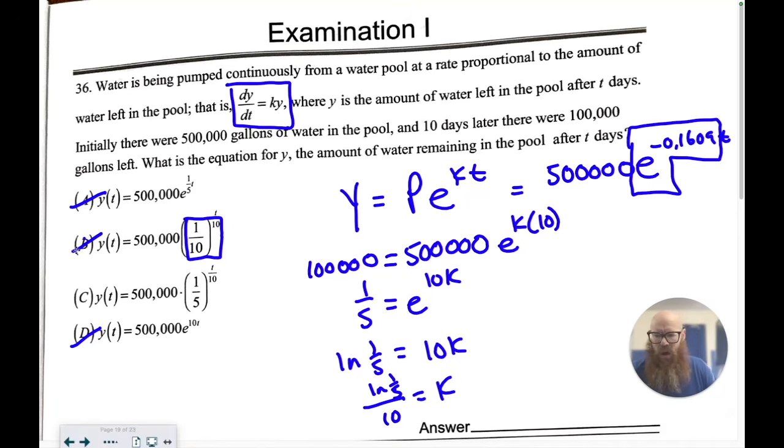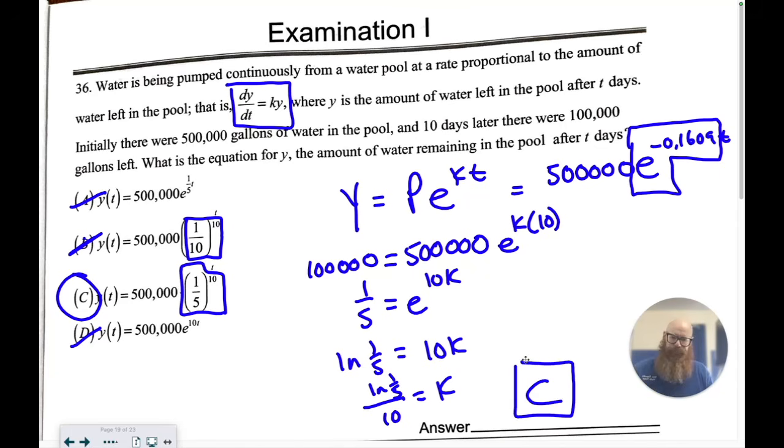All right, so B was wrong, but C works. Again, when you do e to the negative 0.1609, you get 0.85. And if you were to do 1/5 raised to the 1/10, that gives you the exact same number. So if I ignore the t, 1/5 to the 1/10 should give me the same thing as e to the negative 0.1609. So this is how you want to do it, but the answer doesn't have to be in terms of e. That's how you further investigate to see which one is the answer.